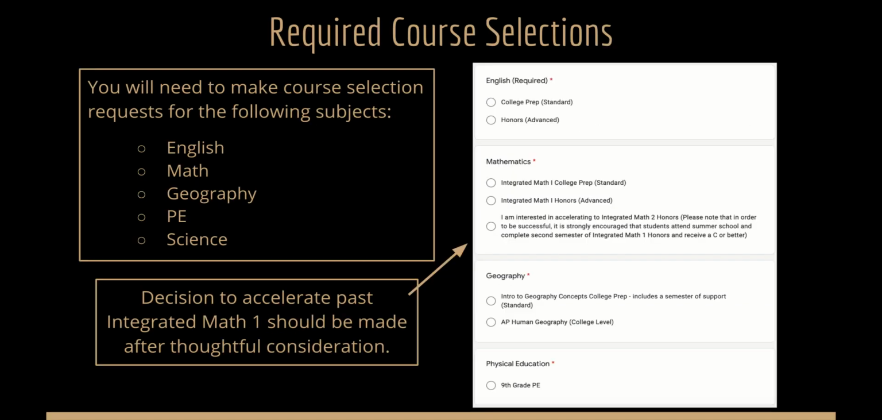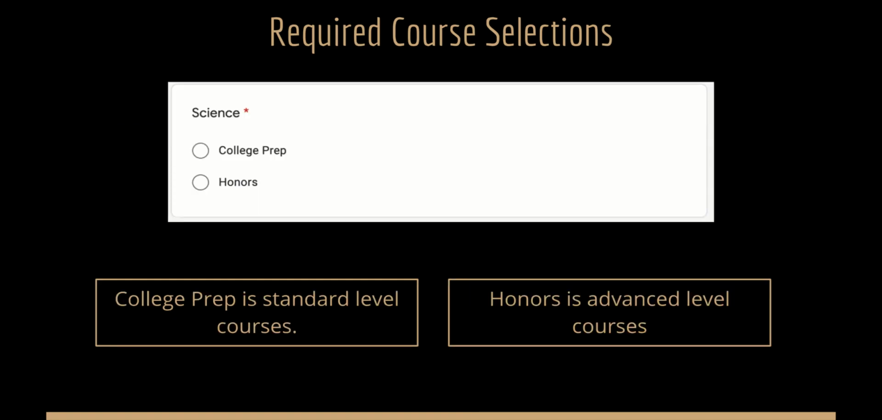So you'll jump right into the required courses selections. Again, you'll be making course selection requests for English, math, geography, PE, and science. Decision to accelerate in Integrated Math 1 should be made again with that thoughtful consideration. For the science, you're going to select either the college prep or honors, again, the standard or the advanced course selection. And from there, it will give you the choices we described previously.